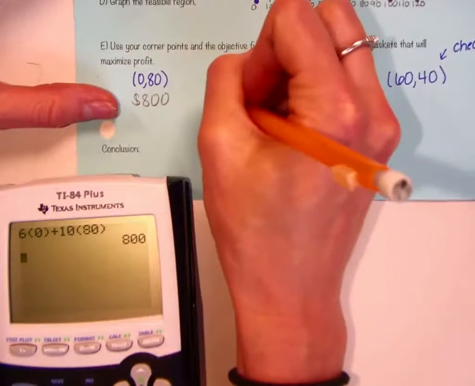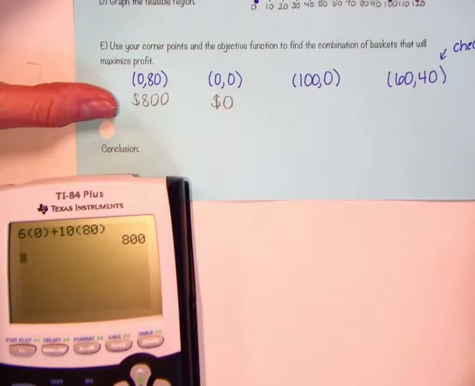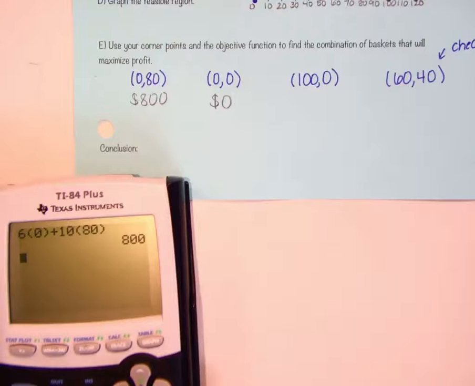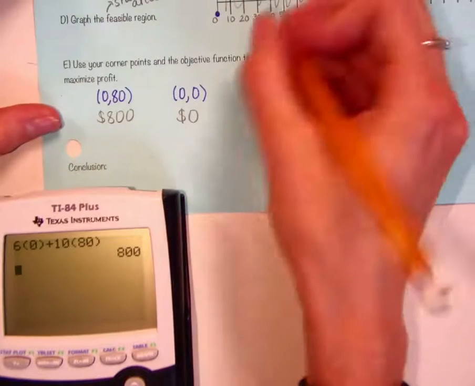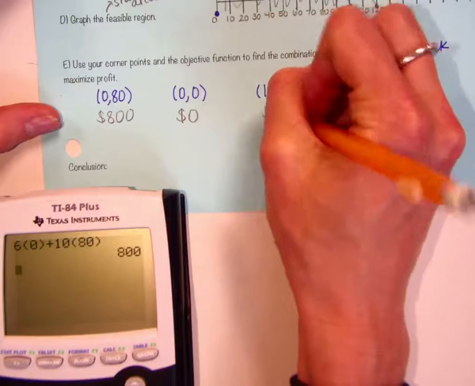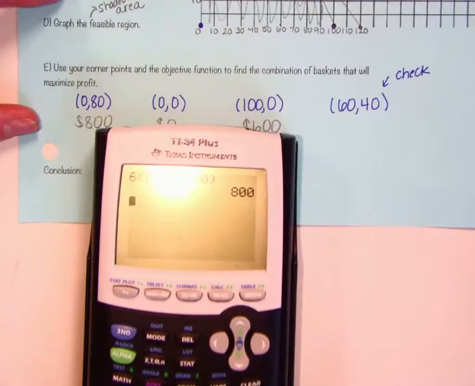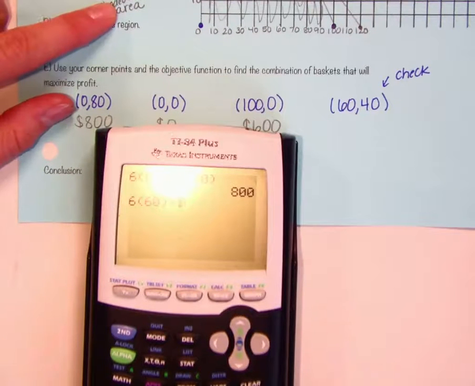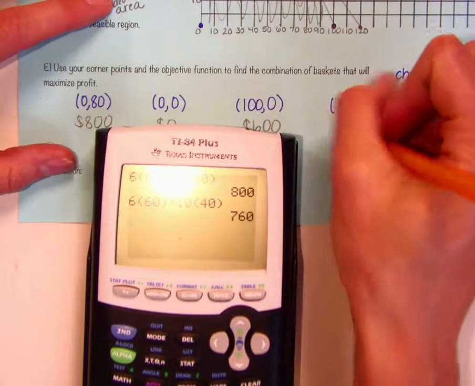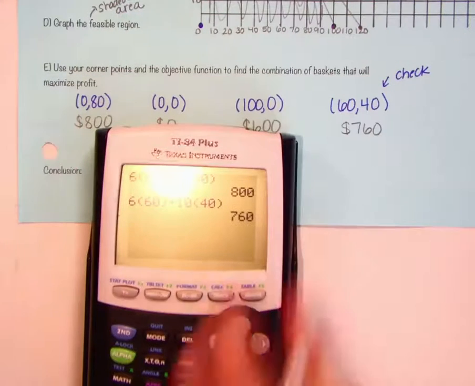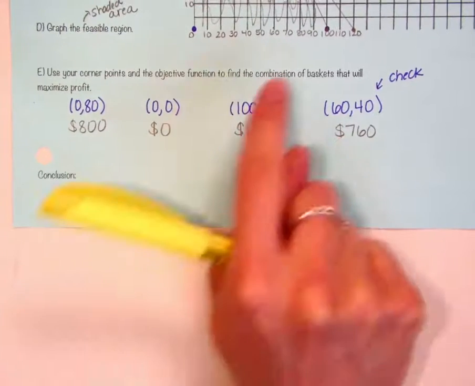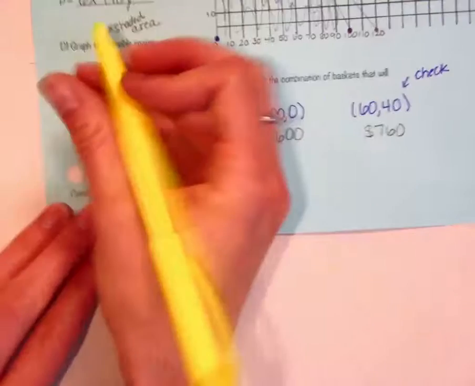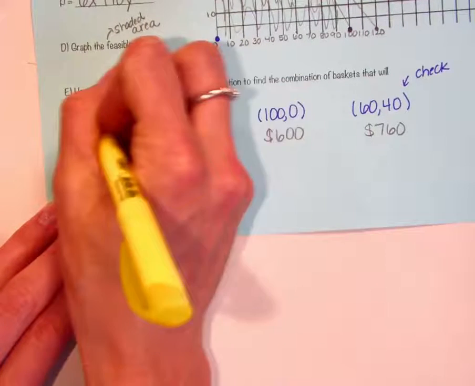Obviously, if we sell 0 of either basket, we're going to make $0. If I sell 100 small baskets, 6 times 100 is $600. That would be my profit here. And then 6 times 60 plus 10 times 40 is $760. So these are my 4 scenarios. If I'm trying to maximize profit, it looks like this is what I'm going to want to do.